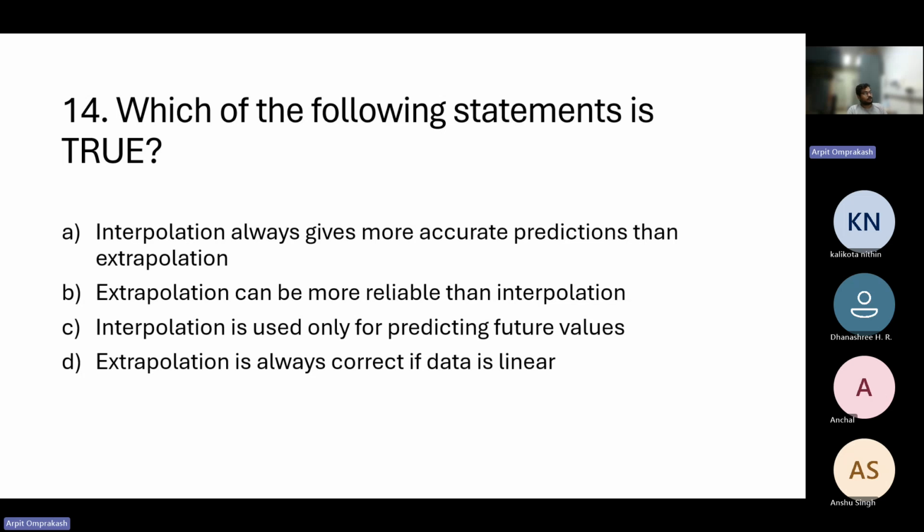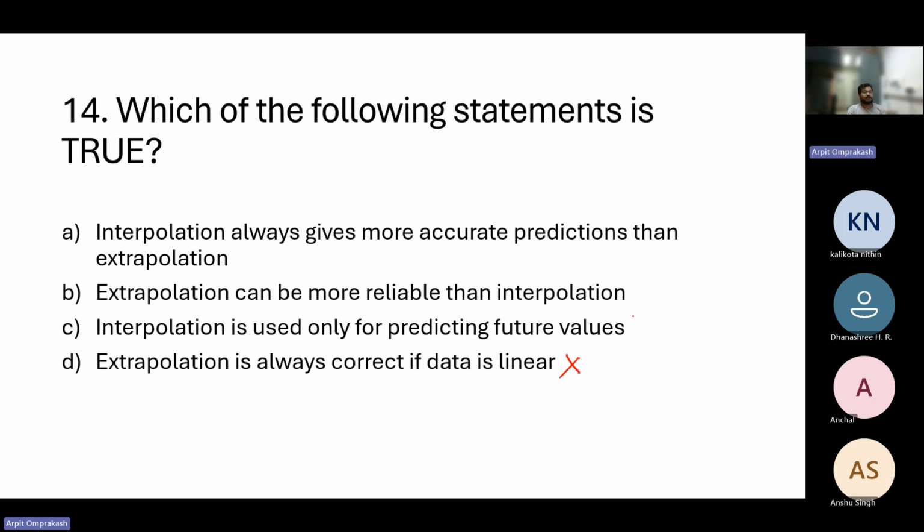Next question is, which of the following statements is true? Interpolation always gives more accurate predictions than extrapolation. Extrapolation can be more reliable than interpolation. Interpolation is used only for predicting future values. Extrapolation is always correct if data is linear. So option D is false. Extrapolation is not always correct if data is linear. It has a certain error that is associated with it because we are predicting outside of the range of our data. We are more or less speculating in a way.